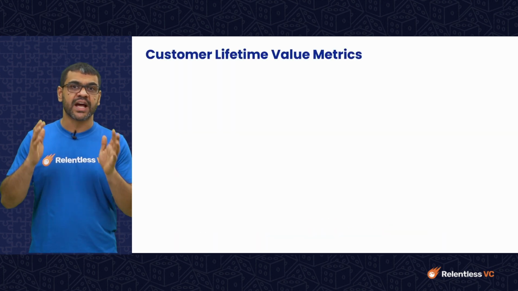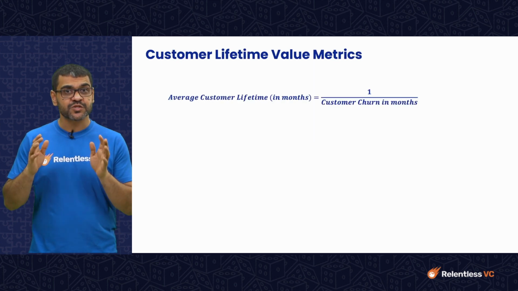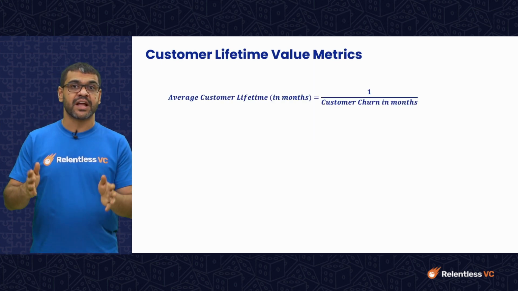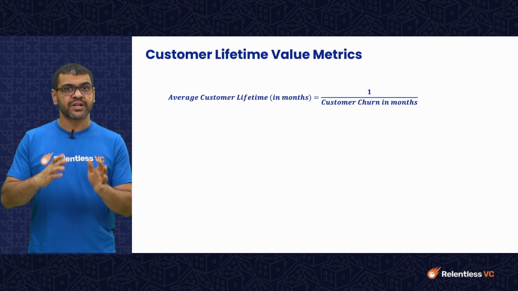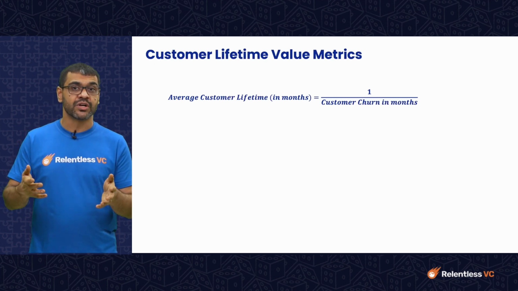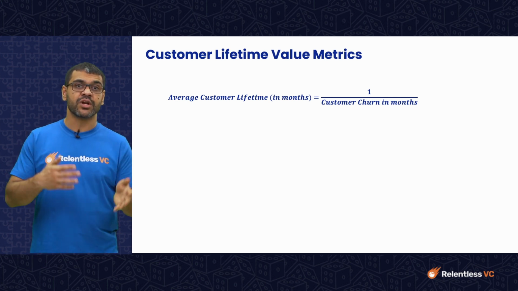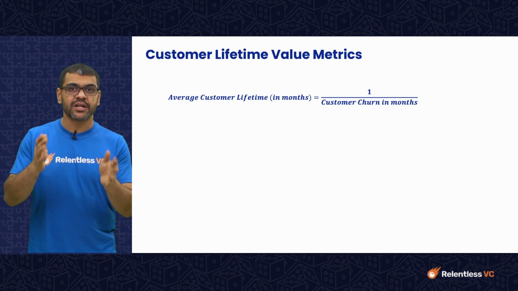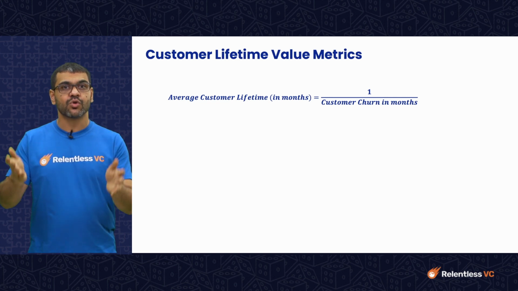Moving on to lifetime value metrics. The first metric is the average customer lifetime. This is the time that a customer on average continues the subscription before churning out, either voluntarily or involuntarily. This is just 1 divided by the customer churn or logo churn.